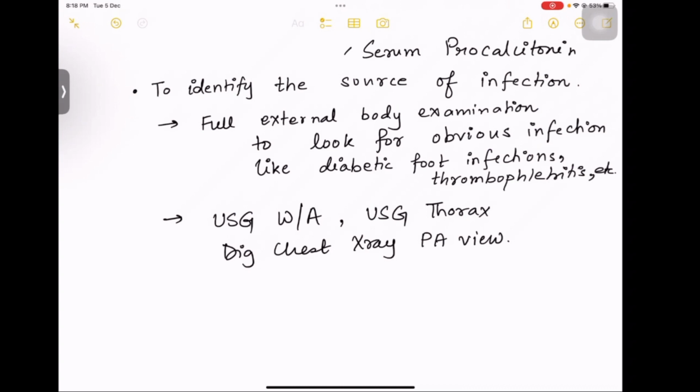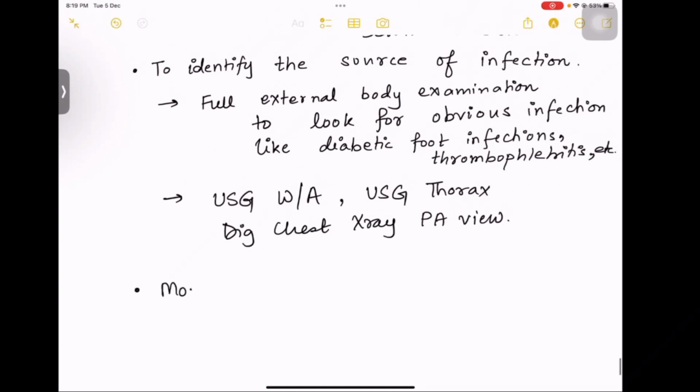After you have done all these blood tests, you have to identify the source of infection. For that, you have to do a full external body examination to look for any obvious infection, like there can be diabetic foot infections or there can be thrombophlebitis. After you have identified the source of infection by an external look, you have to do USG whole abdomen, USG thorax, and obviously chest X-ray in the posterior anterior view.